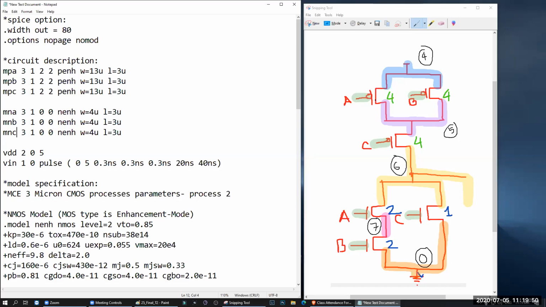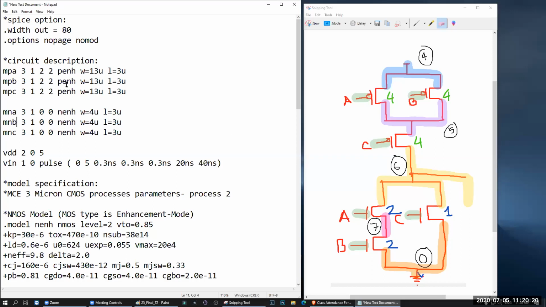Understand? So which one is MPA? This is PMOS A. Which one is MPB? This one. MPC, this one. MNA, this one. You got it? Yes, sir. Okay. Now, MNB is this one. MNC is this one.